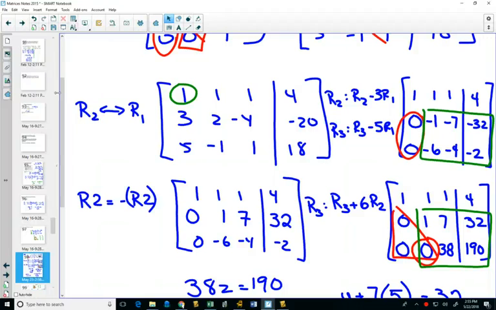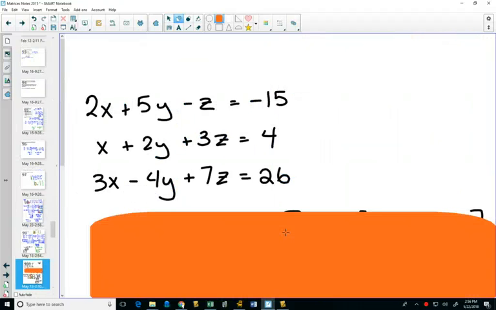So if it was a 4 by 4 matrix, all right, there is your next one. Okay, so I would, again, switch things up.